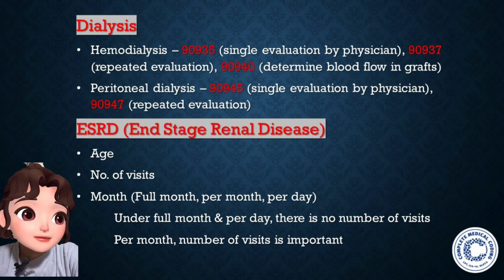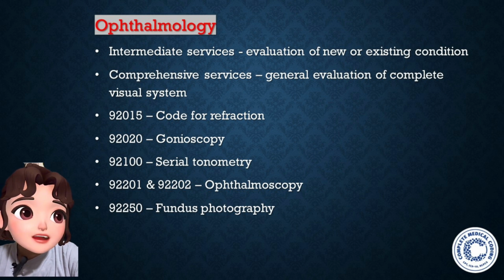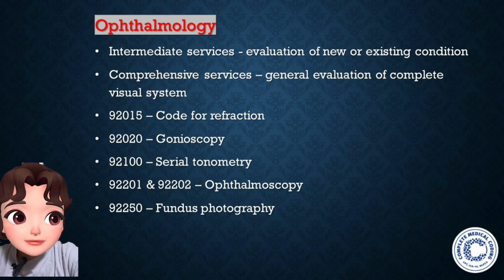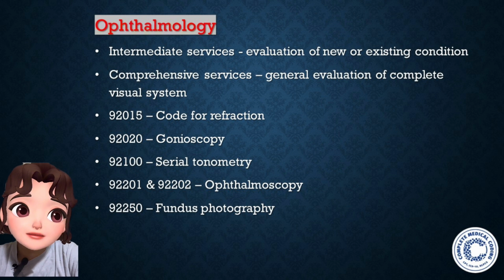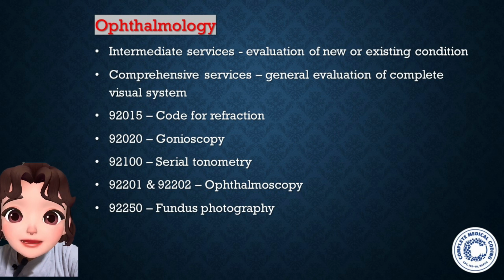It means we need to check for the number of visits if the question is related to per month. Now, there are a few ophthalmology procedures also in the 90,000 series. There are two ophthalmological services. One is intermediate service and another one is comprehensive service. Intermediate service means evaluation of a new or existing condition. And comprehensive service means general evaluation of the complete visual system.